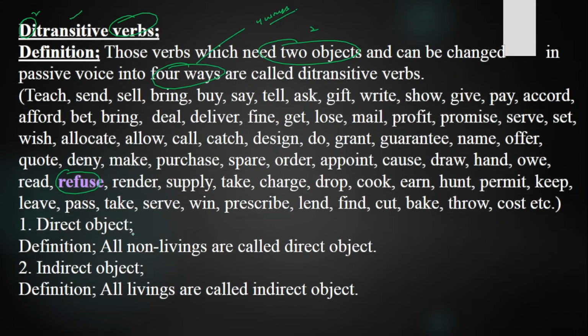Four ways are called ditransitive verbs. Ditransitive verbs need one direct object and one indirect object. What is a direct object? Direct object means all non-livings and indirect object means all livings. Whatever non-livings we have are known as the direct object, and whatever livings we have are known as the indirect object. Why do they need two objects? If you put only one of the objects, the meaning won't be clear, sometimes wrong, or sometimes the meaning will be changed. So for that you need to put both objects.